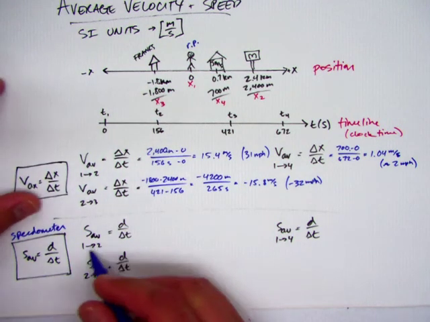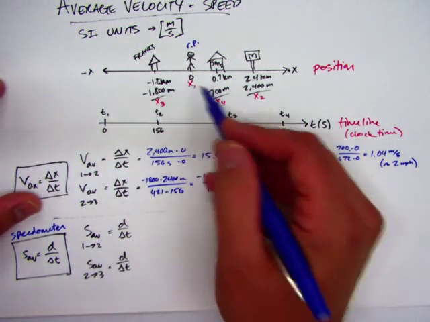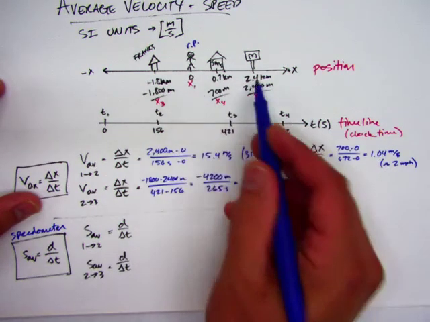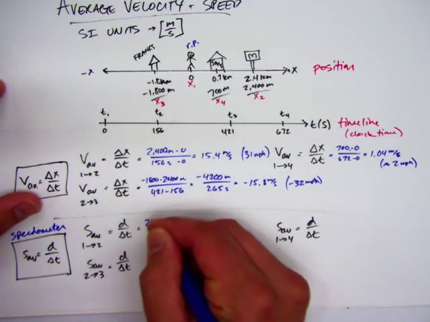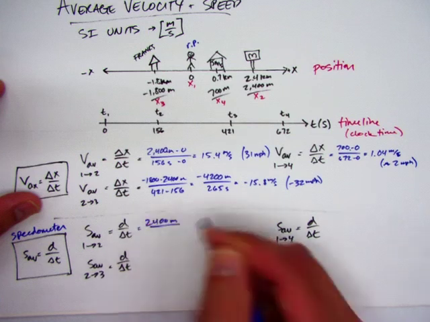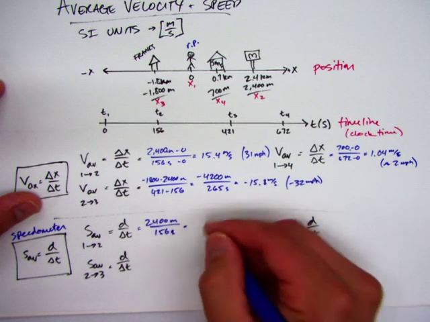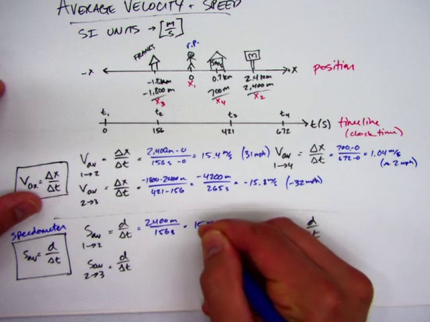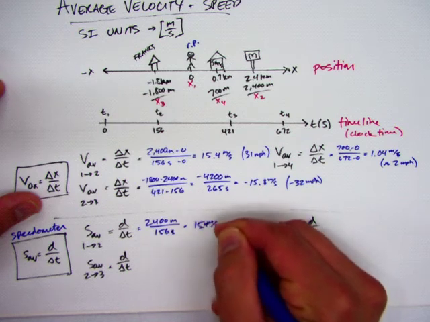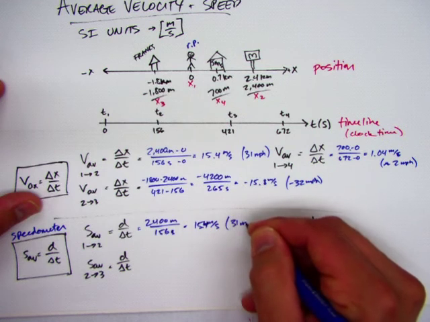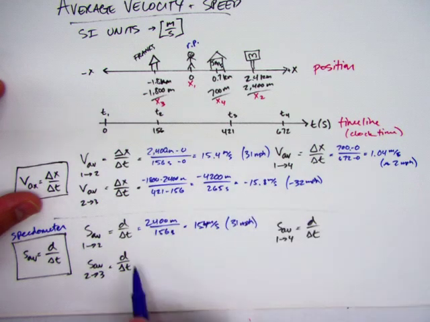So let's look at speed from 1 to 2. Well, I start at 0, I end at x2, 2400. I travel a distance of 2400 meters. That's the same. 156 seconds goes by. So my speed is 15.4 meters per second, about 31 miles per hour. So it's the same. Notice speed and velocity can be the same.